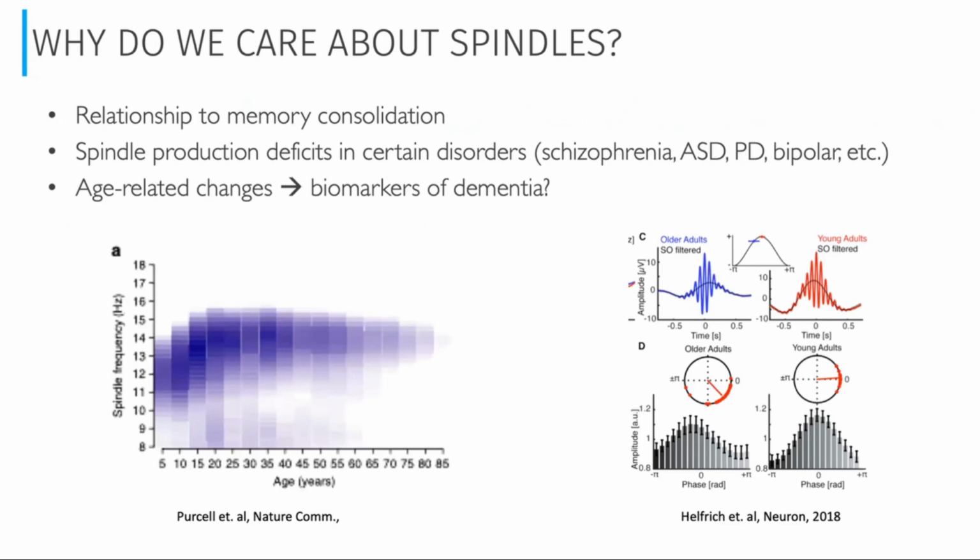Obviously, there's the relationship between spindle activity and memory consolidation. There's the relationship between spindle deficits and various psychiatric and neurodegenerative disorders. And there's, of course, age-related changes, which gets people interested in terms of biomarkers of dementia. And you see from two publications here, the change in spindle activity over the course of the lifespan, and then the change in spindle timing with respect to the slow oscillation with aging. And so that's made them, of course, a very interesting topic of inquiry.